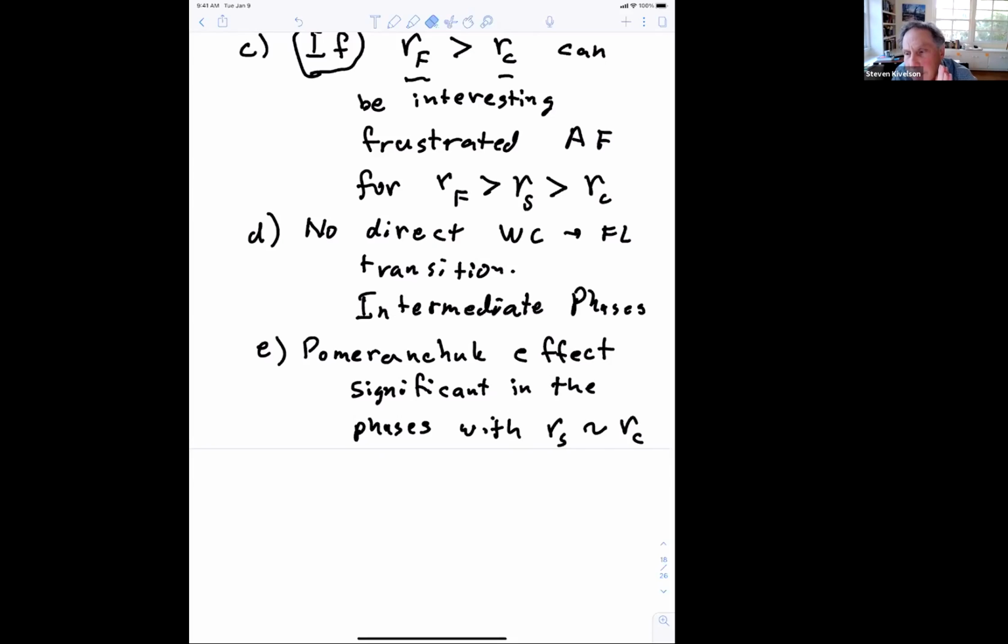So Steve, I was going to ask you, the argument about Wigner crystal to Fermi liquid phase transition applies to any density driven first order phase transition. Correct. Or was there something special? No, it's any density driven first order phase transition.